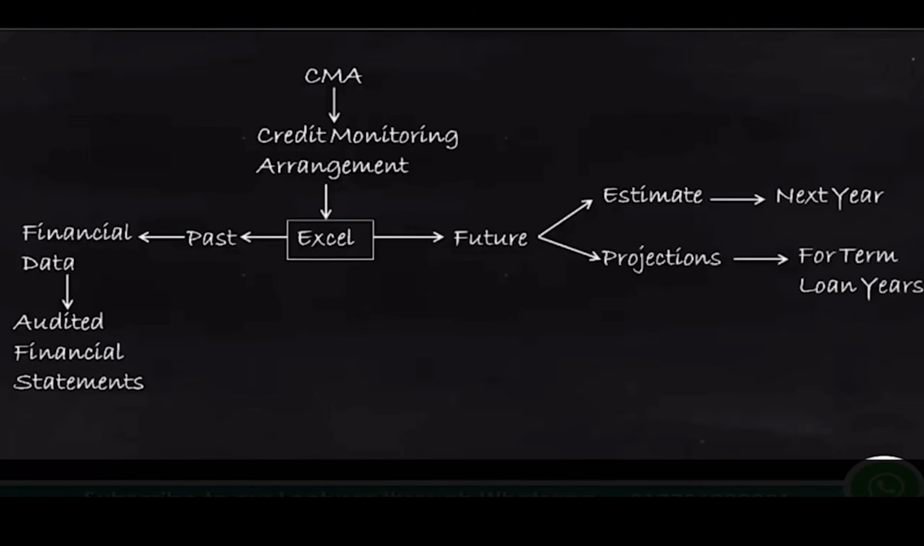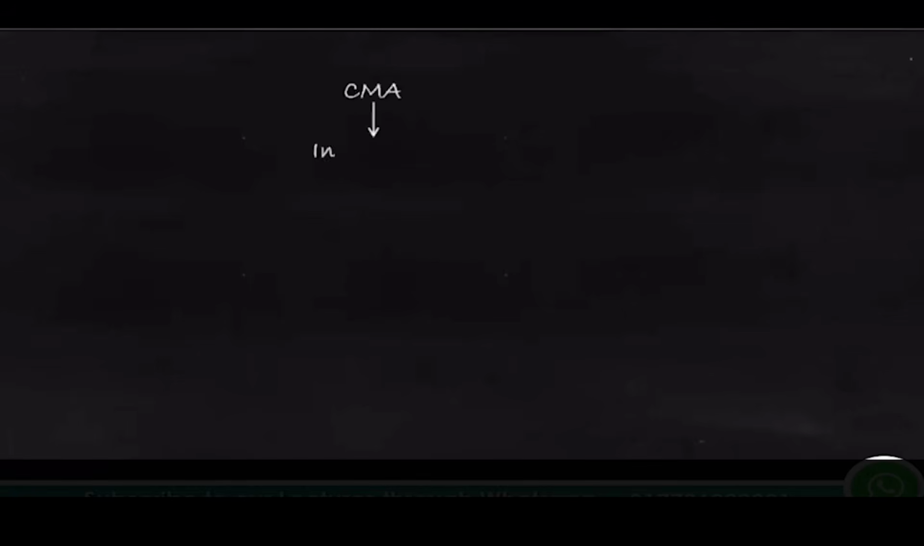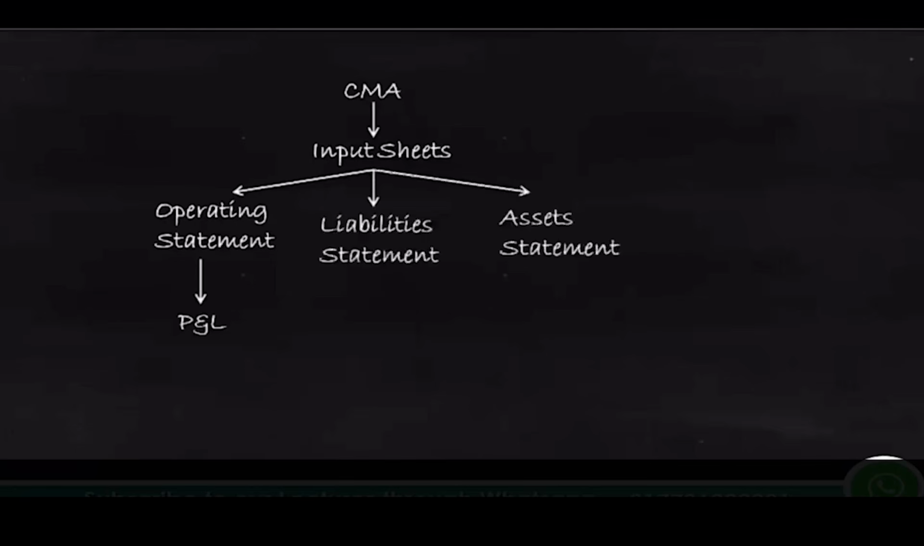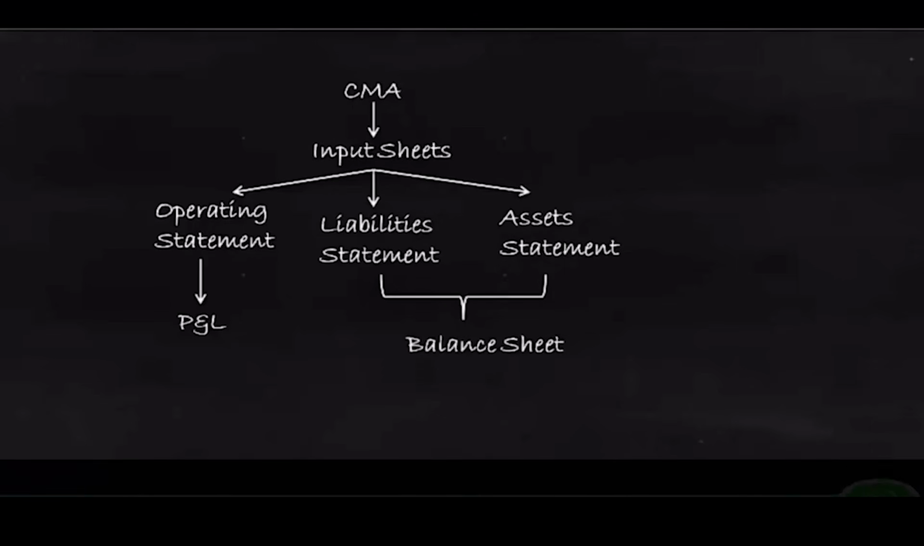So CMA is basically an Excel document which will tell the bank about the financial performance of the customer in the past and what he is planning for the future. The CMA will have 3 input sheets. The first sheet is called the operating statement, which is nothing but transferring all the data from the profit and loss statement of the customer. The second statement is called the liability statement, and the third statement is called the asset statement, and details for all these will be lifted from the balance sheet. We'll see how a typical CMA will look.